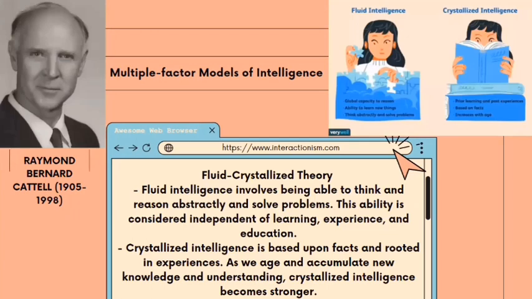Si Raymond Bernard Cattell, which is, yung theory is the fluid intelligence and the crystallized intelligence. Fluid intelligence involves being able to think and reason abstractly and solve problems. This ability is considered independent of learning, experience, and education. Crystallized intelligence is based upon facts and rooted in experiences. As we age and accumulate new knowledge and understanding, crystallized intelligence becomes stronger.